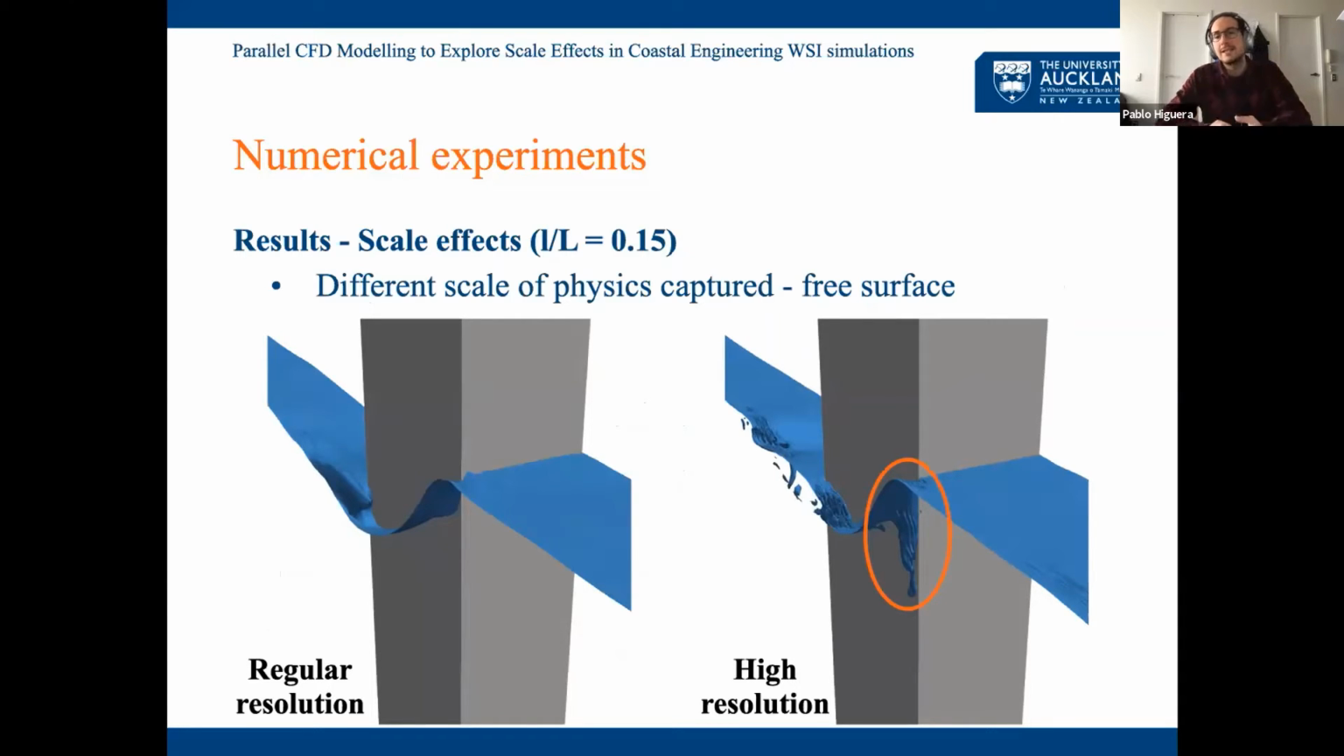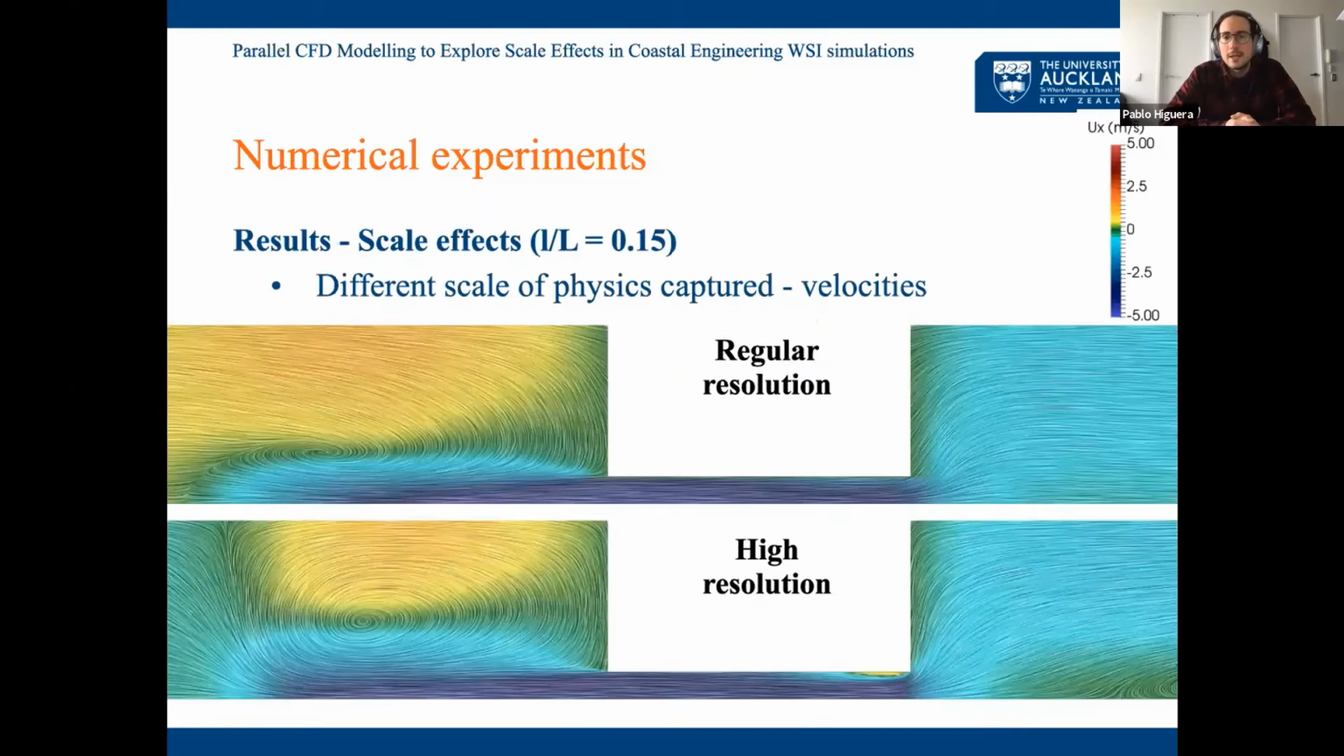And this is basically occluding some air and creating some vortices that cannot be represented by the larger cells. Here is another view from the top representing the streamlines, and you can see the flow separation over there.